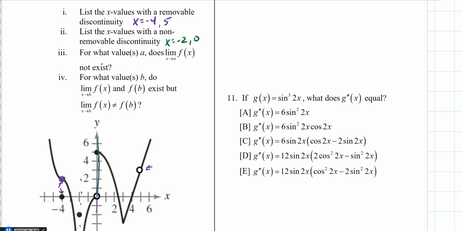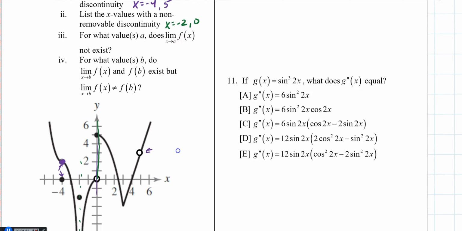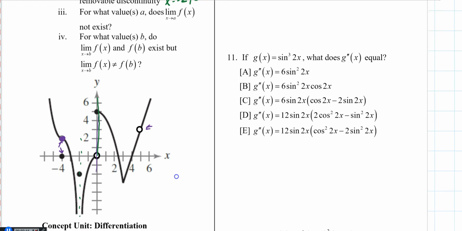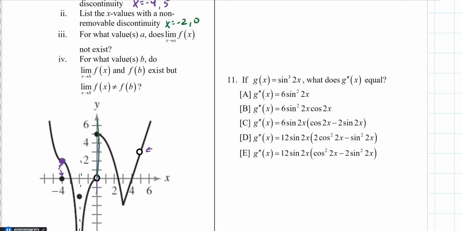Part 3, for what values of a does the limit as x approaches a of f of x not exist? So we're looking for where there is not a limit to the function. There's not going to be a limit at any place where the left and the right behavior of the graph don't converge on the same point. That's going to happen at vertical asymptotes, jumps, and oscillations. So if we're looking at the graph, that's going to be at x equals -2 and at 0, or two places where the limit does not exist.